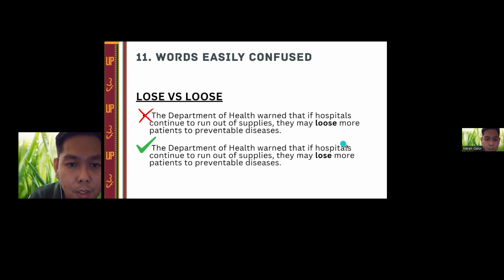Again, this is lose versus loose. Lose with a single O means misplace or not winning. Then loose with double O means it's not firm, it's not fixed. So in this example, the Department of Health warned that if hospitals continue to run out of supplies, they may lose, with a single O, more patients to preventable diseases. The correct word here is lose, although they sound similar, as in misplace or not winning.